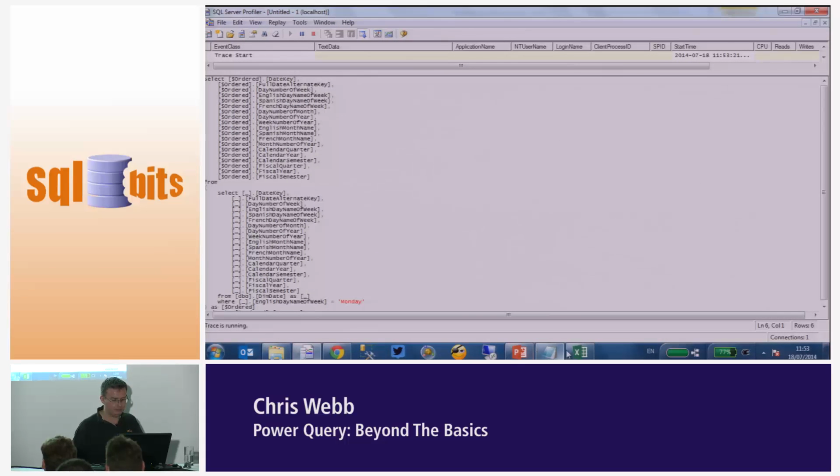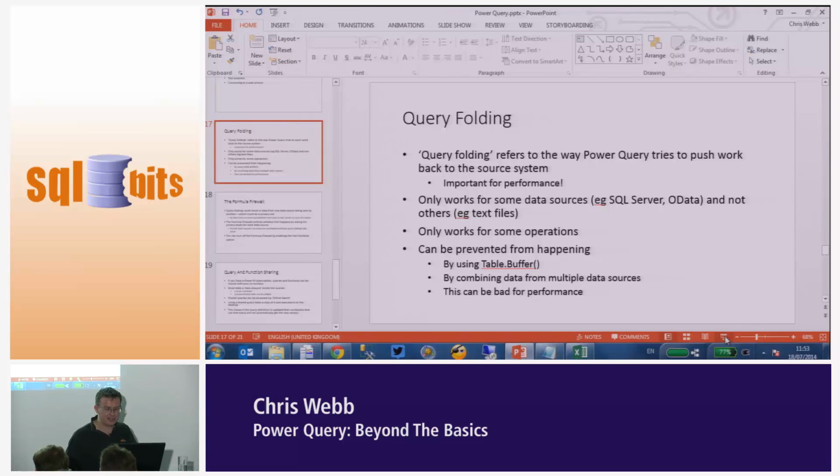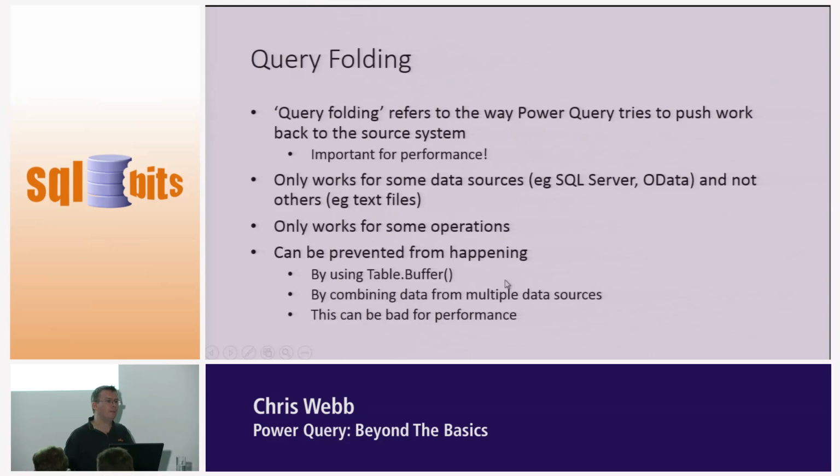So this is a good thing in general. We can actually stop this happening. There is a function called table.buffer, where if we don't want to always push the work back to SQL Server, we can use table.buffer to stop it happening. But there are other things that we can do that will also prevent it happening. Now, there are some types of transformation that we can do in Power Query that it just can't translate back to SQL yet. So when that happens, it will try and push as much of the work back to SQL as possible, but then it may be downloading still a very large table into Power Query.